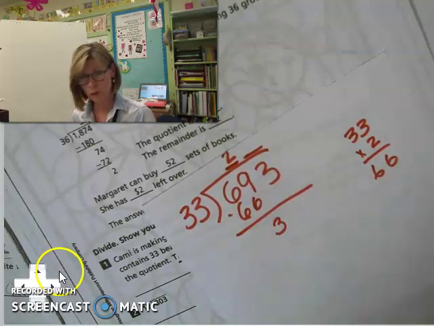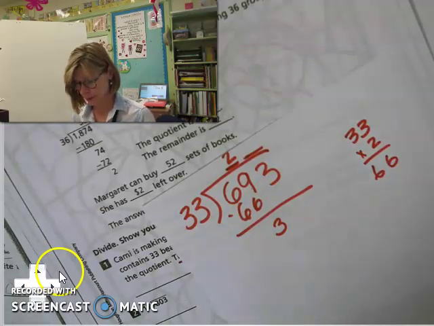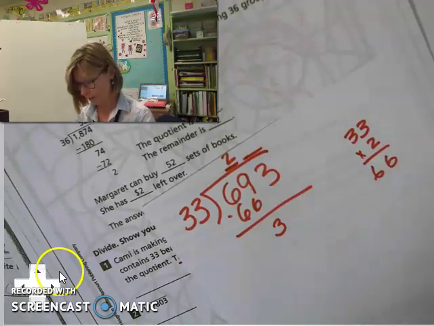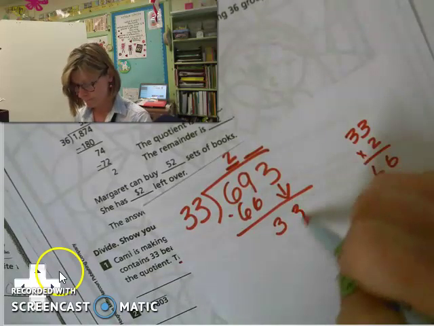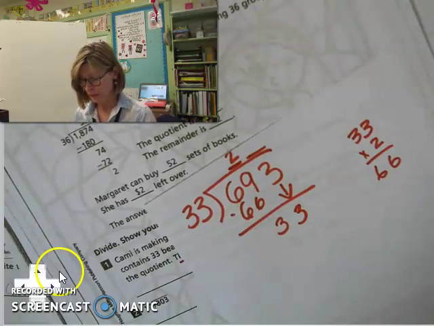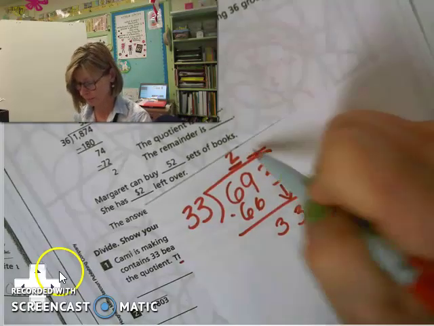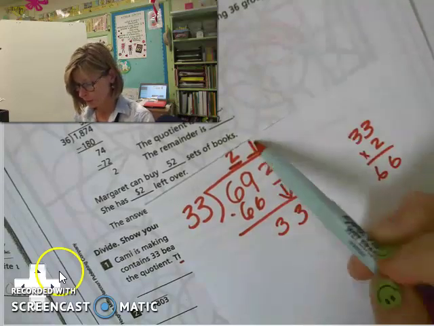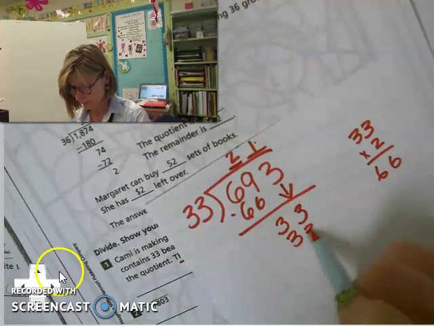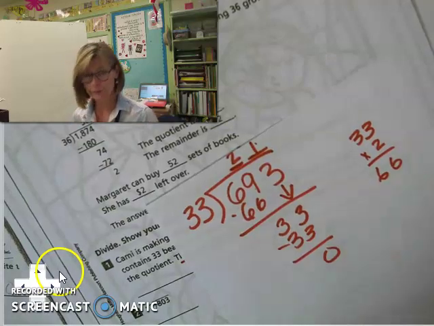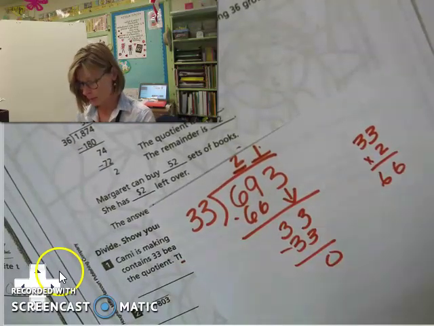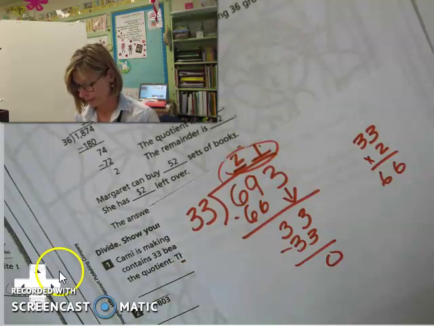9 minus 6 is 3. 6 minus 6 is 0. Right now I'm ready to bring down my ones place. And I have 33. So I know I can say, well, 33 will go into 33 how many times? Well, it's going to go in there 1 time. I'm going to then multiply 1 times 33, to subtract that out, and have 0 left over. All right, so I know 21 is my answer.